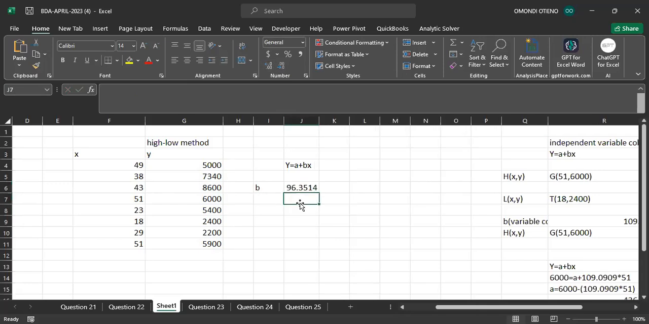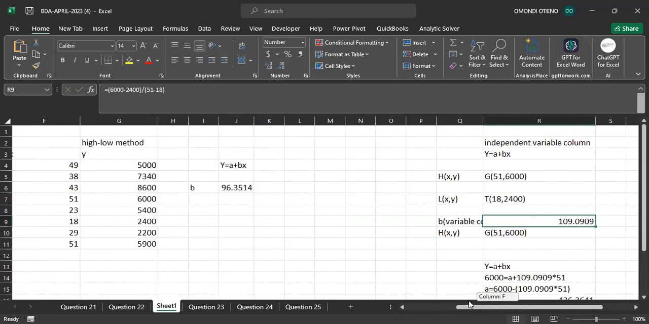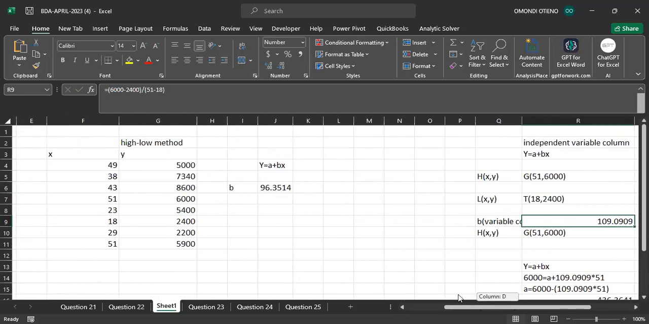Now, before we proceed, are you able to tell me the reason why we are getting 96, yet using the high-low method, we were getting 109.0909? Can someone give us a hint?